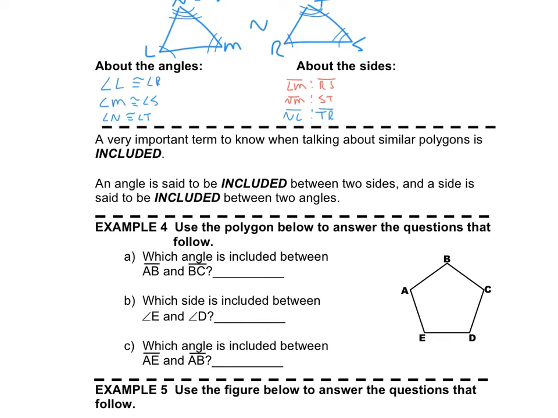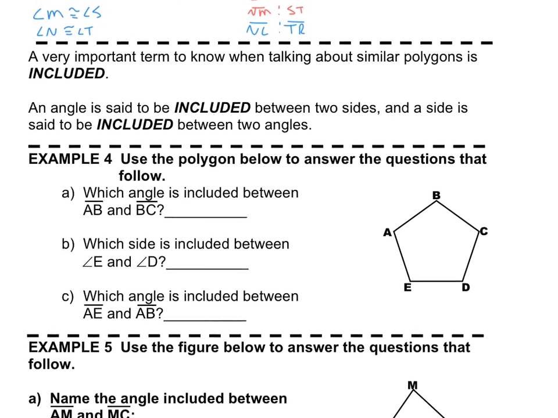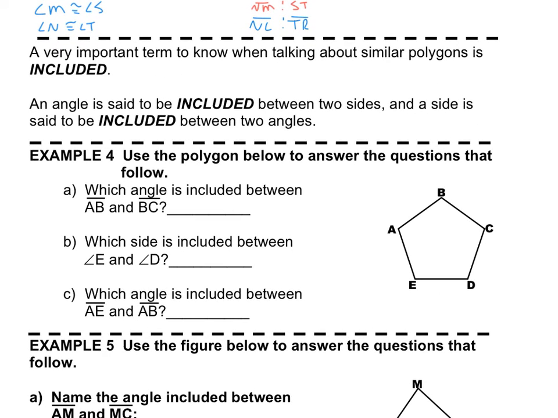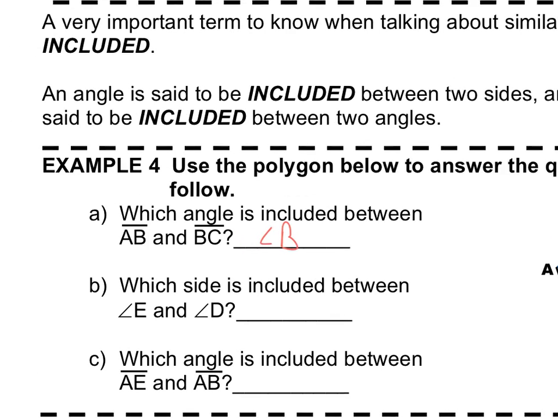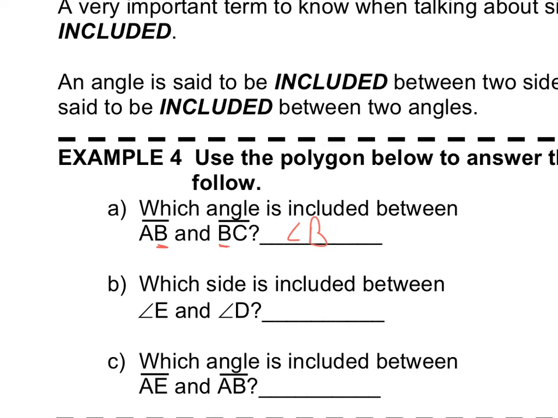Now, the last thing we're going to talk about today is the word included, and this is pretty important in similar polygons. An angle is said to be included between two sides. Also, a side is included between two angles. So let's look at this first example, and maybe you'll see what I mean. It says, use the polygon below to answer the questions that follow. Which angle is included between side AB and side BC? Well, those two connect at this angle here, so the angle included between them is angle B. The other way you can see this is notice what both of these segments share is B. That means that's the included angle.